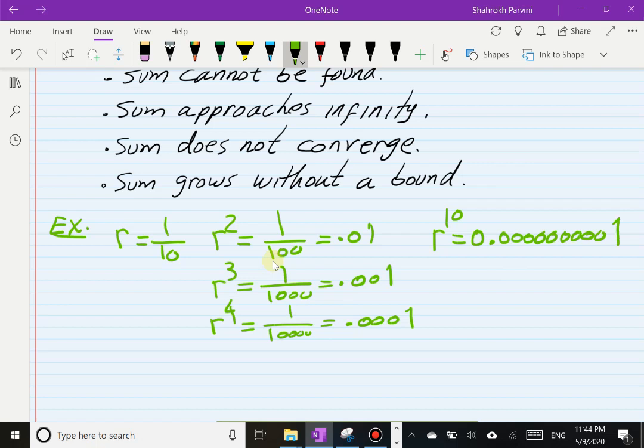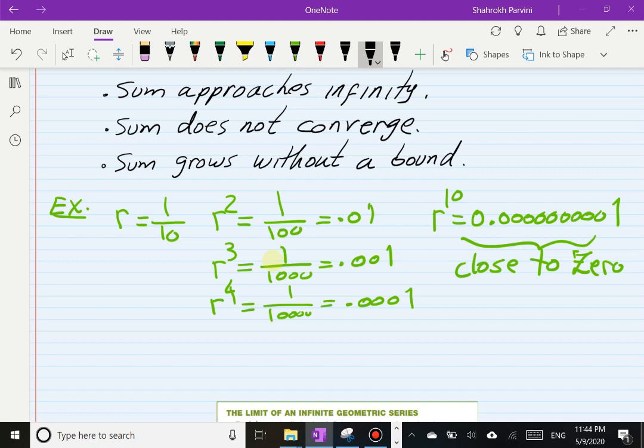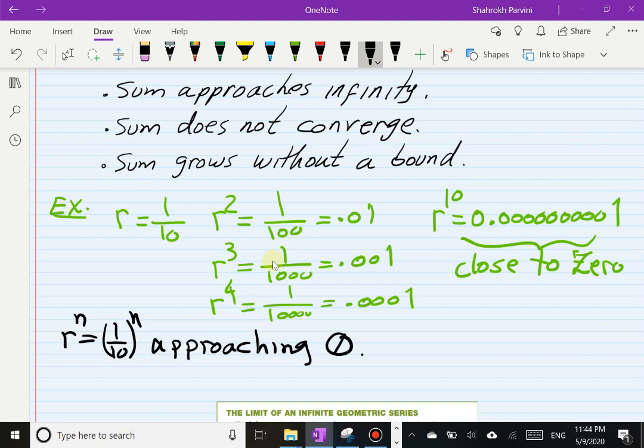So if you look at these numbers, what's happening is that the number is getting close to 0, isn't it? Close to 0. So what we're saying is that, in fact, r to the n, meaning 1/10 to the n, is approaching 0. Now, if r to the n is approaching 0, the reason here is that your r is less than 1. That's why.